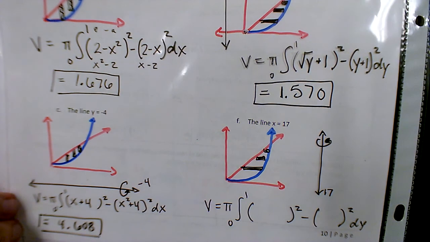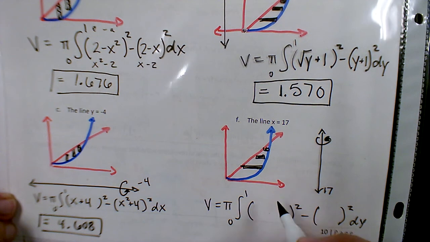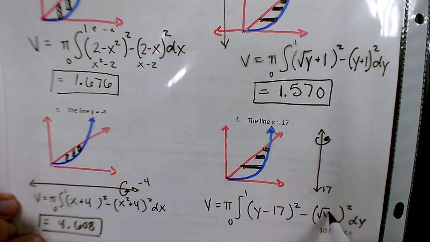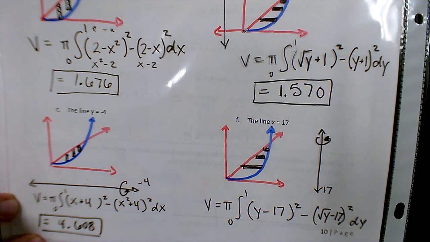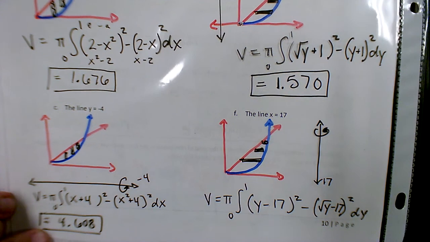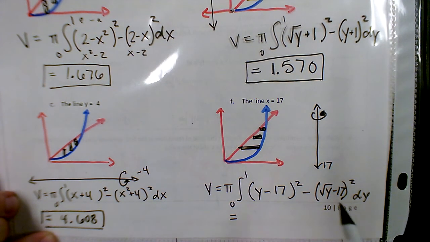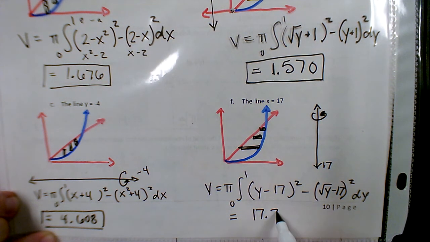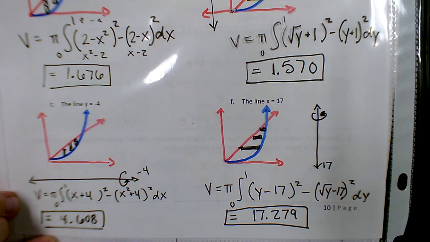What about the last one? Radii? Donut minus filling. Go ahead, Cameron. Alright, so y minus 17 and the square root of y minus 17. Again, those could be switched. Check out. Alright, so then volume, go ahead, Cameron. 278, 9. Okay, somewhere around there. Check out.